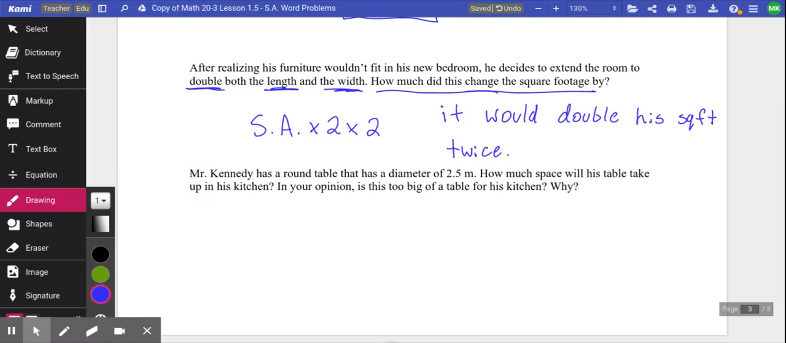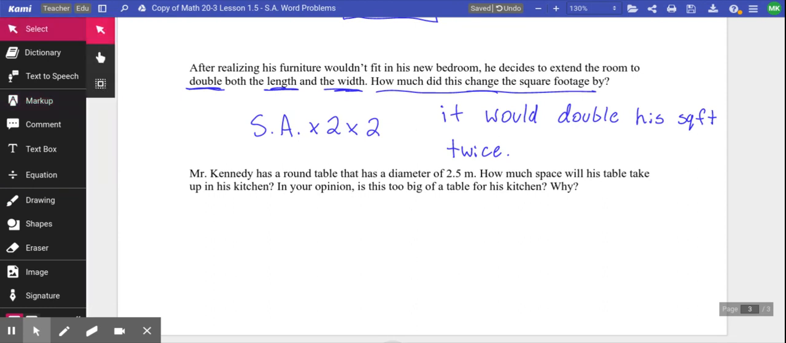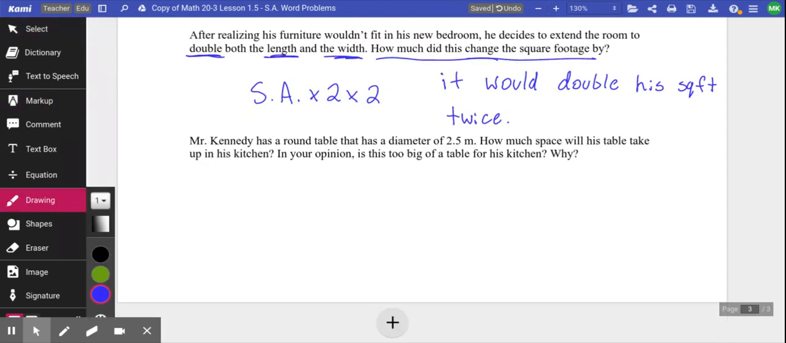The last question, Mr. Kennedy has a round table with a diameter of 2.5 meters. How much space will his table take up in his kitchen? In your opinion, is that too big of a table? So it told me that the table was 2.5 meters diameter. To figure out if something's too big, you need to figure out the area of the table and compare it to the area of the room.